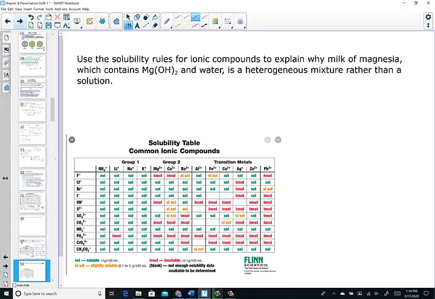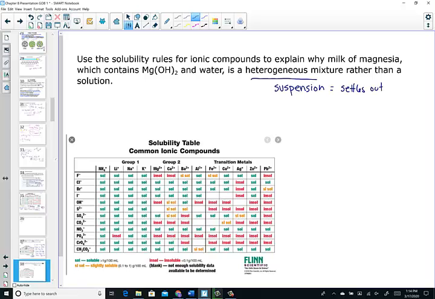Looking at the solubility rules for ionic compounds, let's try to use them to explain why milk of magnesia, MOM, right? From our commercials, milk of magnesia, it's an antacid. If you have an upset stomach, you might take some milk of magnesia to help neutralize the excess acid. Explain why milk of magnesia in water is called a heterogeneous mixture rather than a solution. Earlier we called this a suspension. If you've ever used milk of magnesia, it's white and you have to shake it a whole lot before you use it because it settles out.